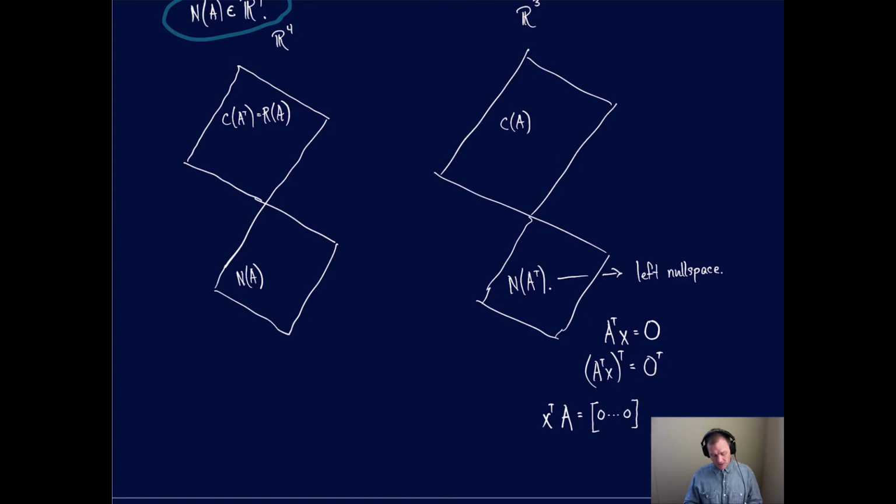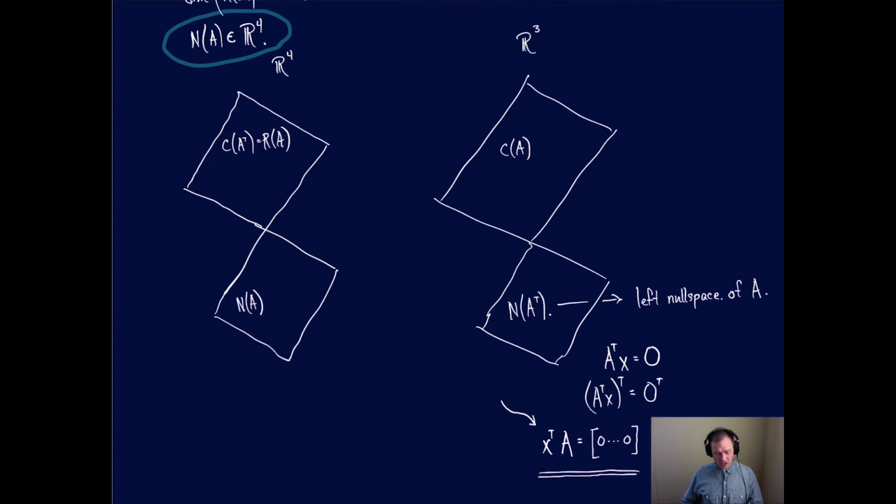But look at this. Now our vector is on the left. And it's multiplying not A transpose, but A. So it's the left null space. We should put that, it's the left null space of A. But finding it using this format is a little bit more difficult. So we just use A transpose x to find it. But now that you can see, it's the same thing.